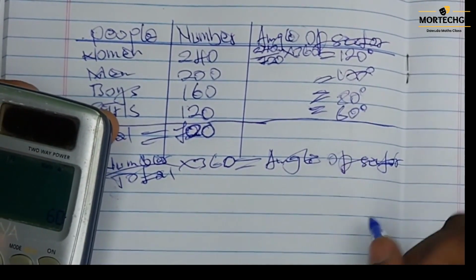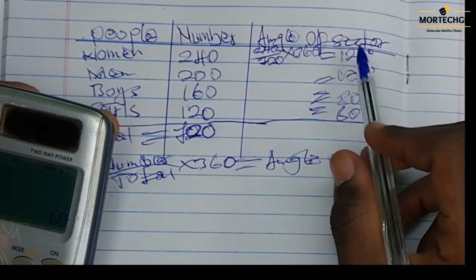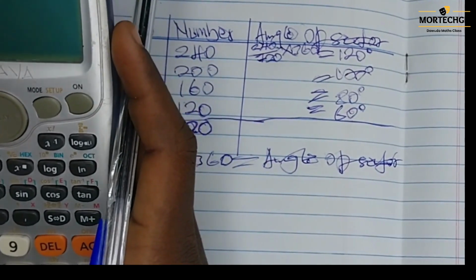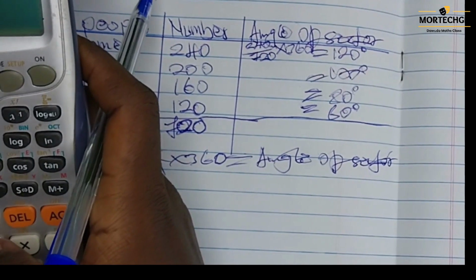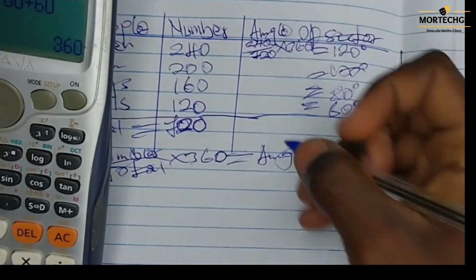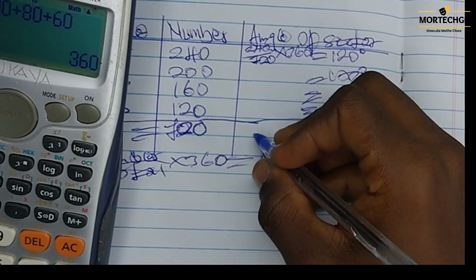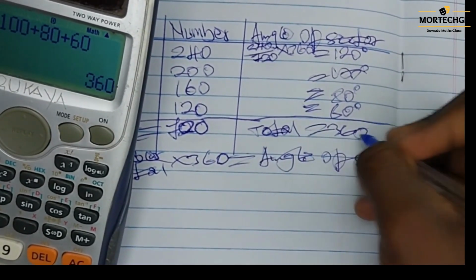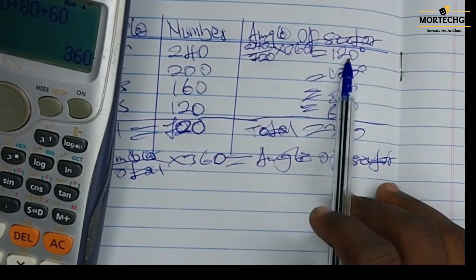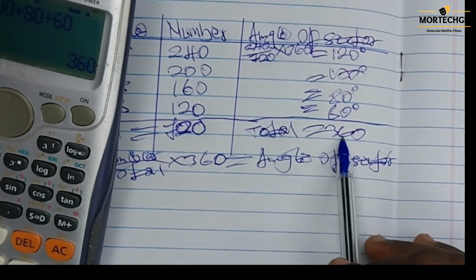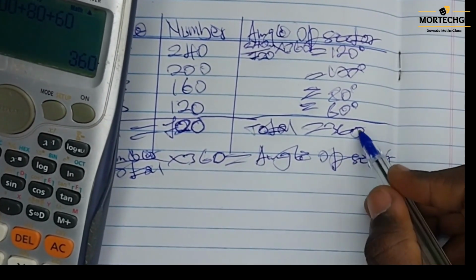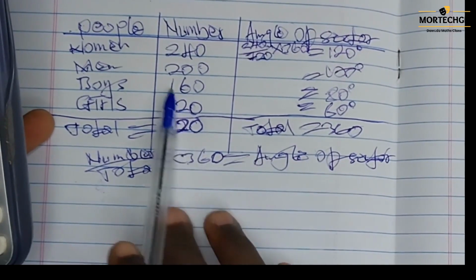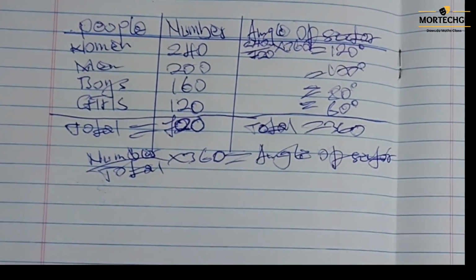So at the end, try and find the total of the angles. When you sum all the angles in the sector, that's 120 plus 100 plus 80 plus 60, which is equal to 360 degrees. The total gives you 360 degrees, meaning your calculations are correct. When you sum all the angles of the sector and it gives you less than 360 degrees, or more than 360 degrees, it means your calculations are wrong.